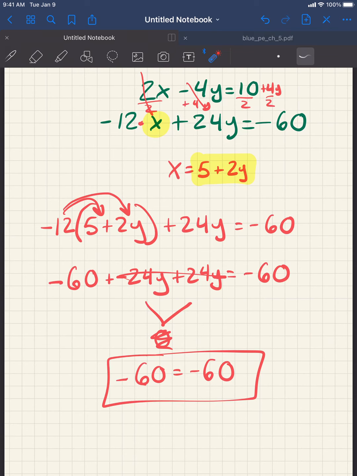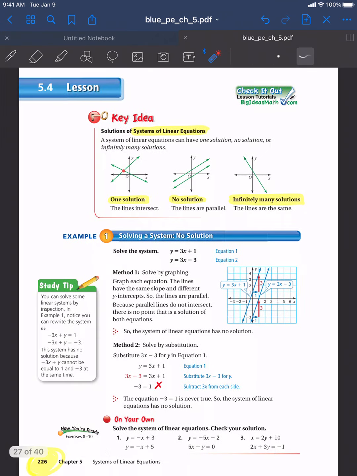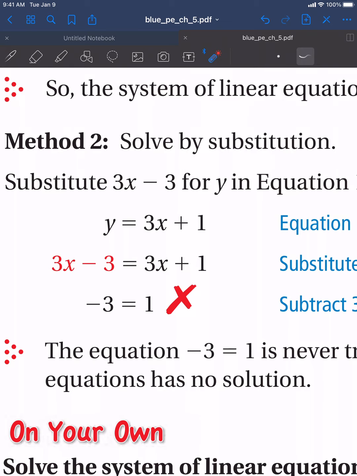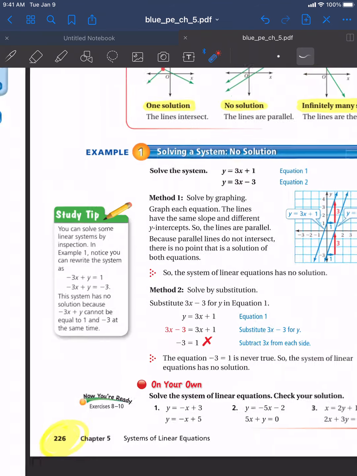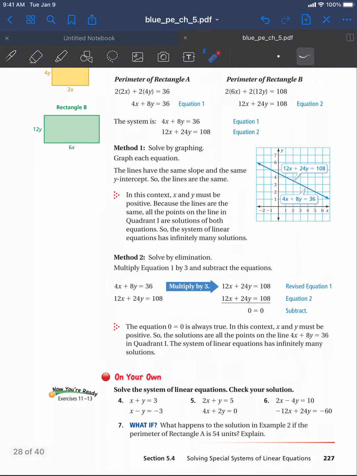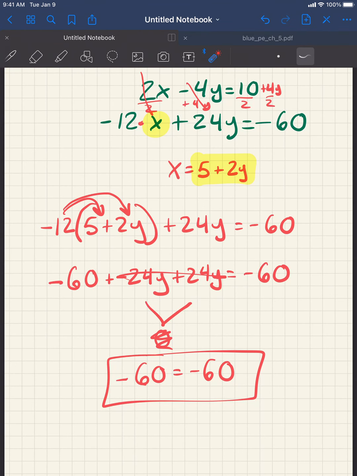So remember, we had the one over here that said negative 3 equals 1, which is not a true statement. So we said, no way, Jose, no solutions. But then over here, when I did number 6 the other way, I got negative 60 equals negative 60. That doesn't mean there's no solutions. That means there's an infinite, forever amount of solutions, okay?